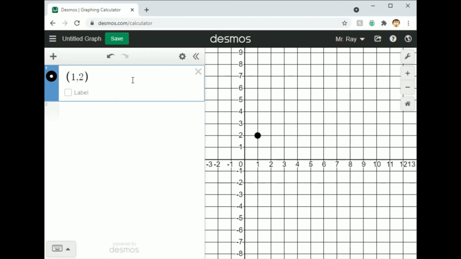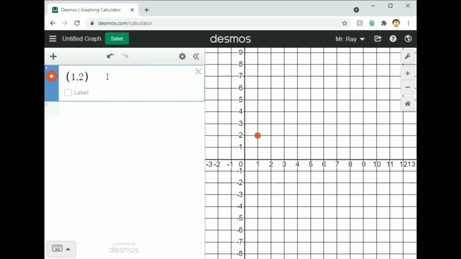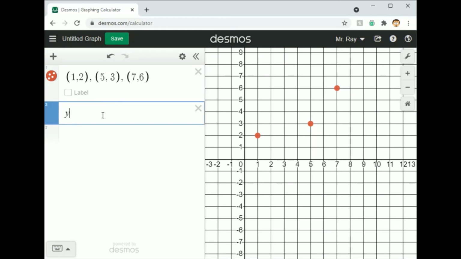Let's make it more colorful. And if you have multiple points, you can do 5, 3, 7, 6. So if you ever want to graph points, once you've got those, you can always try to find an equation that matches them. Yeah, that equation's not going to work. How about 1.2? Sorry, I really like mathematical modeling.